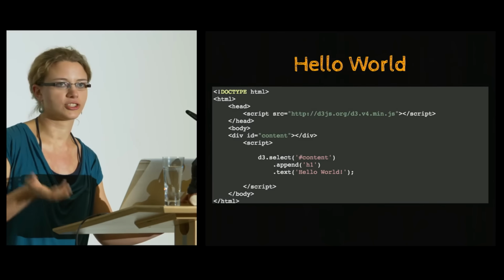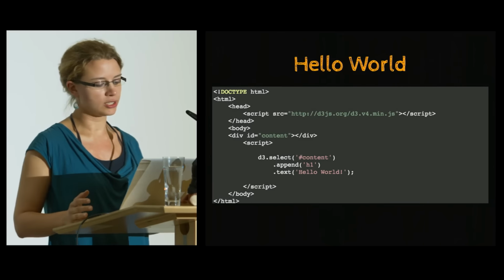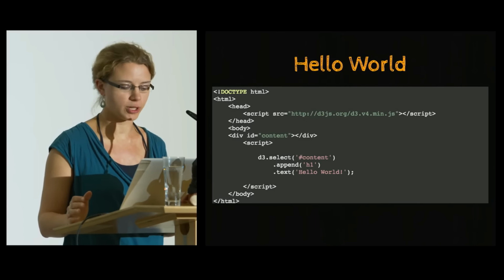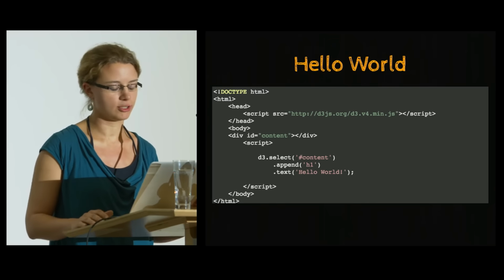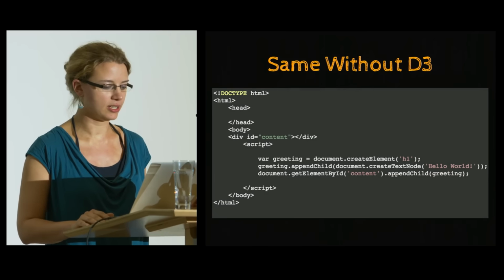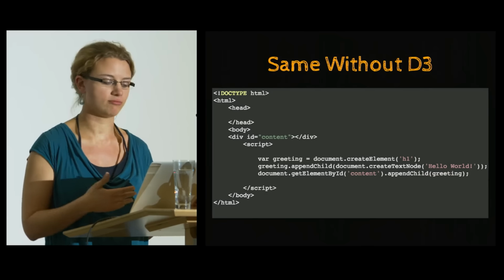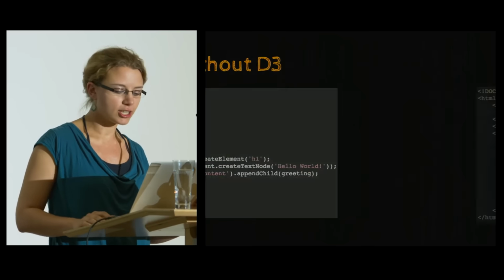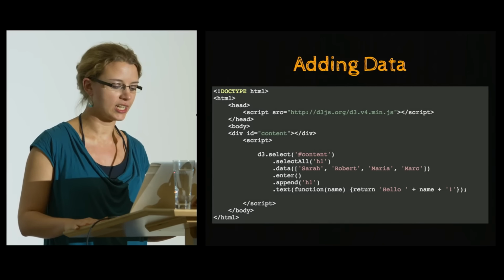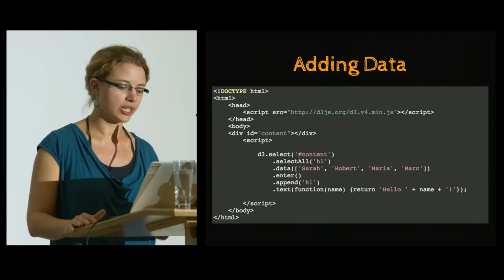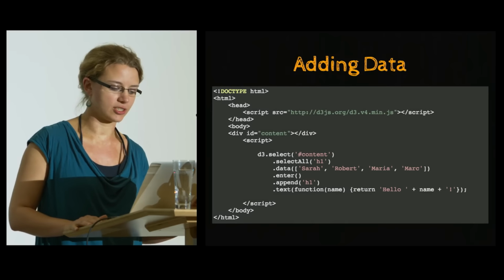So let's look at a random hello world. It looks maybe a bit familiar to jQuery. You have this D3, you select something, so you have this ID of content, you append a headline, and you say this is the text. So not very fun. But if you would do it without D3, I mean, it's much longer, so you at least already saved something. But now here's the real kick-in. You put in data.